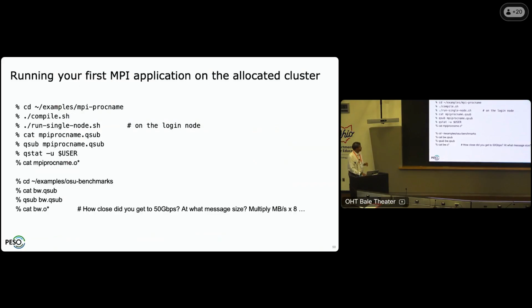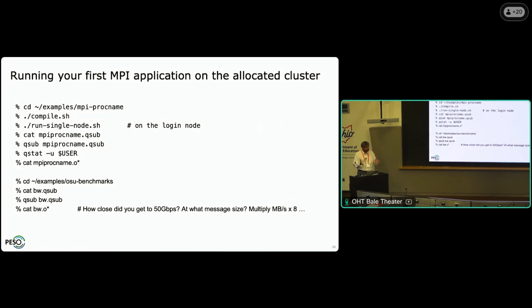Here are some examples. I'll start out with the simplest one, where we have an MPI processor name example. We'll just run it on a single node, then cat this qsub file and run it on a compute node, and then see the output and look at OSU benchmarks. Now, on these instances on AWS, I have chosen EFA, Elastic Fabric Adapter, which has a rated speed of just 50 Gbps, 50 gigabits per second, between 2 nodes allocated in the cluster.